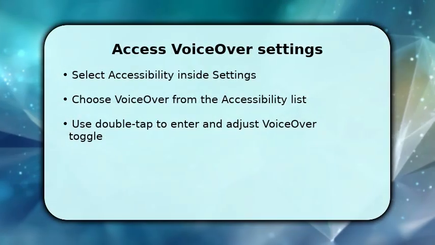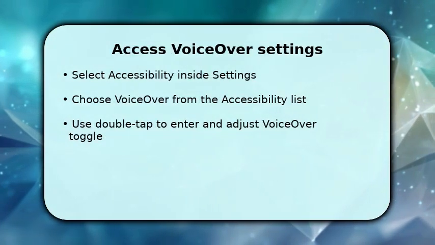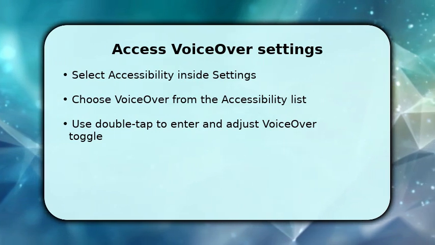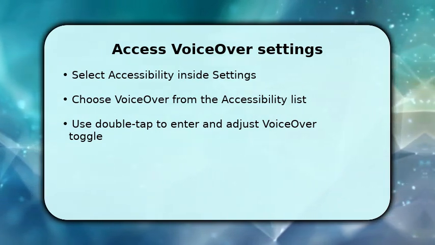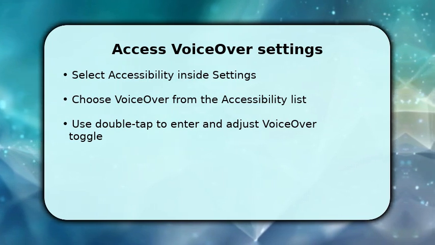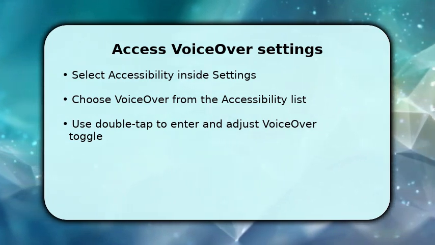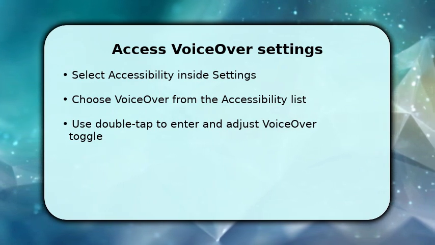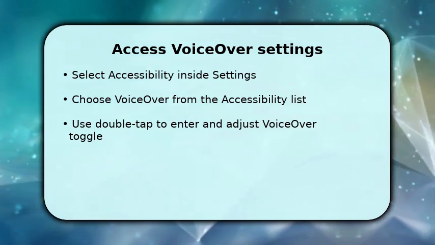Now that you're in accessibility, find VoiceOver in the list. VoiceOver will announce items as you move. Slowly swipe or press the remote's directional buttons until you hear VoiceOver read VoiceOver. Once it's focused, double tap the touch surface to open VoiceOver settings.